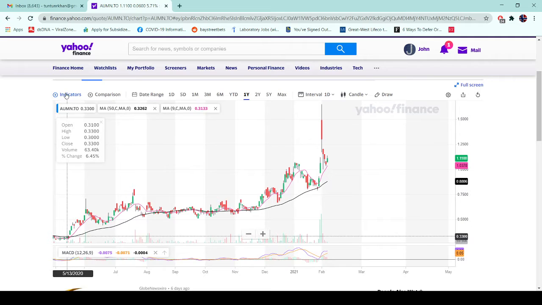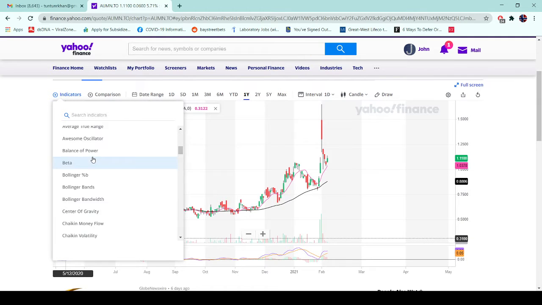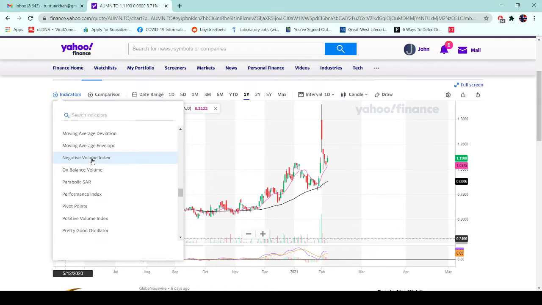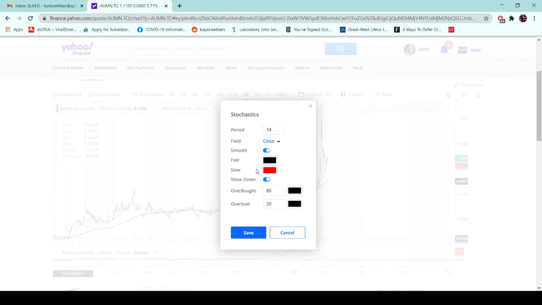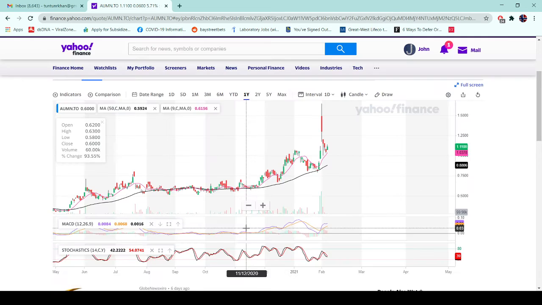Another indicator that's really handy is stochastics. The stochastics indicator is basically composed of two lines, a fast line and a slow line, and they sound just as you'd think. A fast line moves faster than a slow line, and you have two areas. One is overbought and one is oversold. So let's just turn this to red and green.